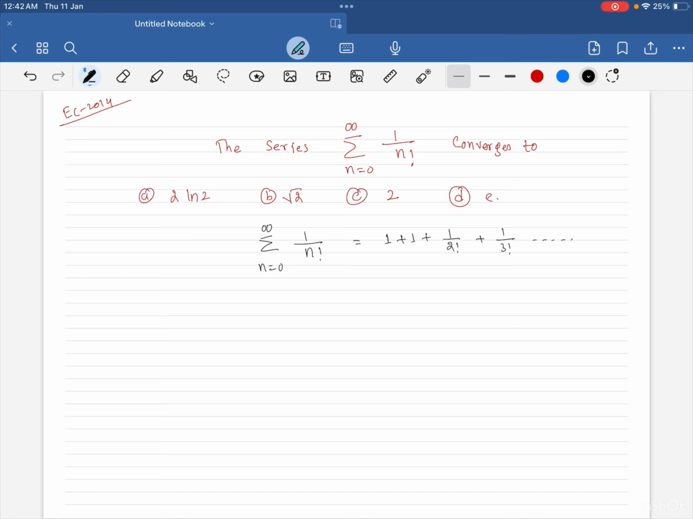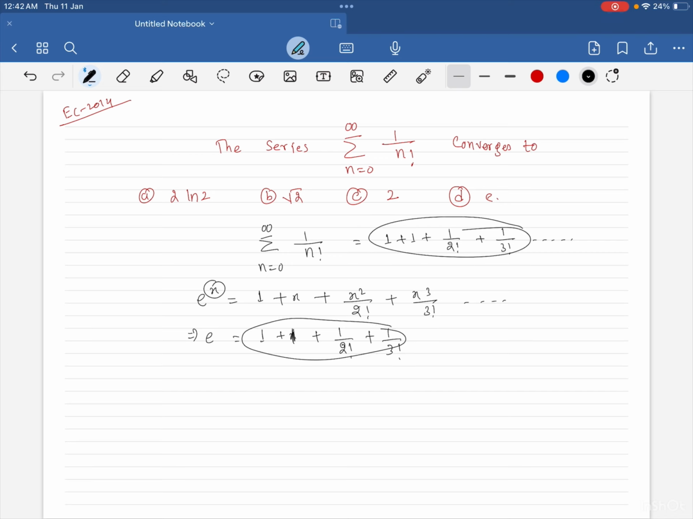So it will look something like that, because you know the expansion of e to the power x, that is 1 plus x plus x square divided by 2 factorial plus x cube divided by 3 factorial and so on. Now if you take x equal to 1, then this will become, so you see this one and this one are similar, so that is e.